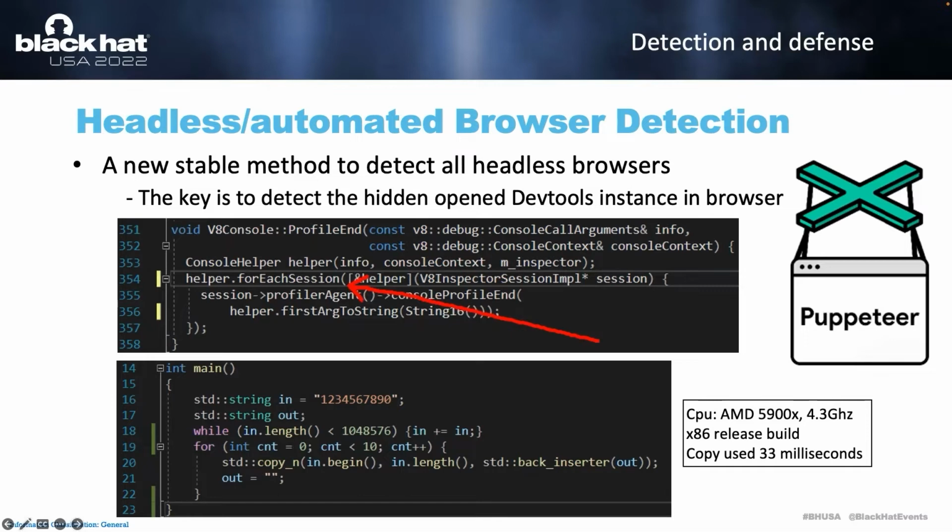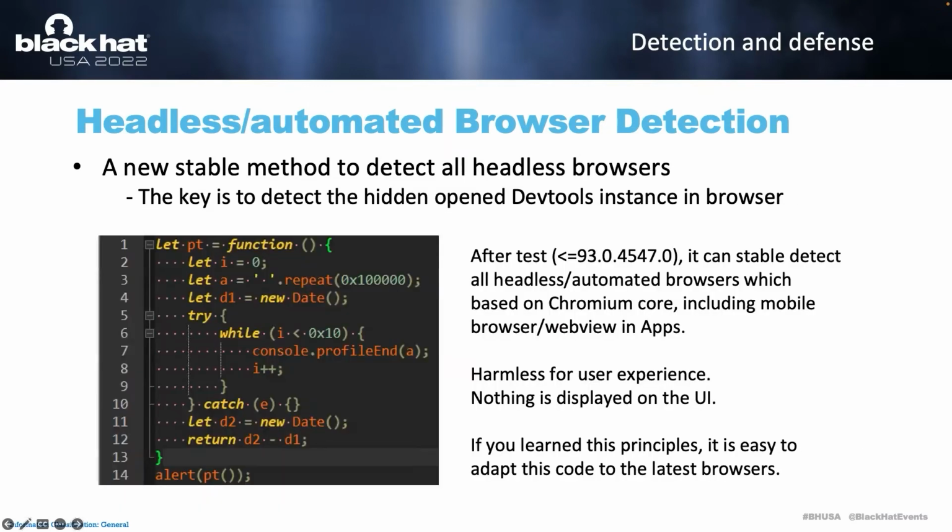Yes, we have found a lot of detection entries, such as console profile, which will traverse the DevTools instance, convert the parameter we passed in, and then execute. Based on those ideas, we wrote a few lines of JavaScript code, shown in the picture on the left. After testing, this code can stably detect all headless browsers, including mobile web views in apps, and it is harmless for user experience because nothing is displayed on the Chrome UI.